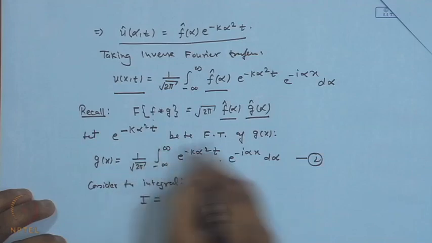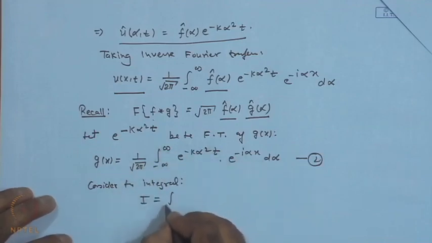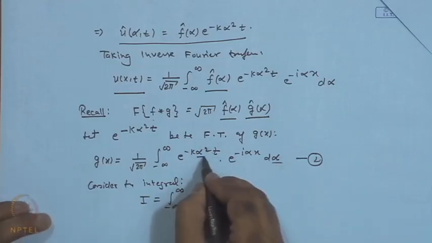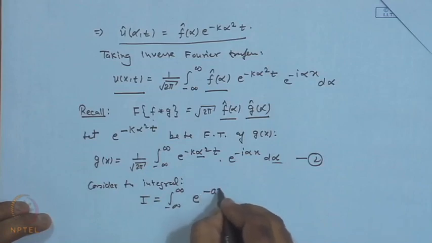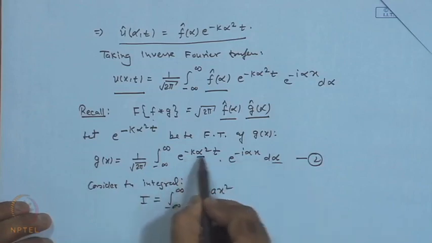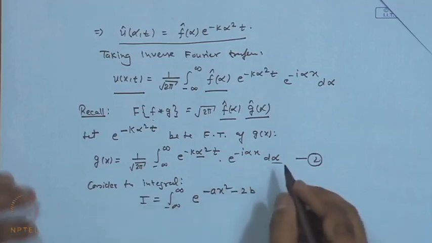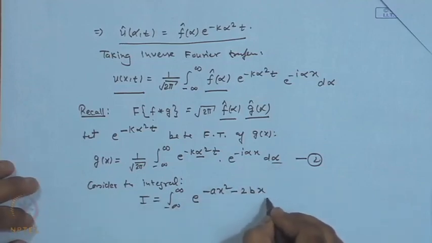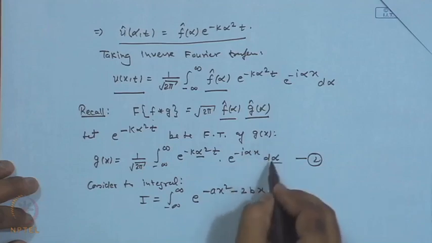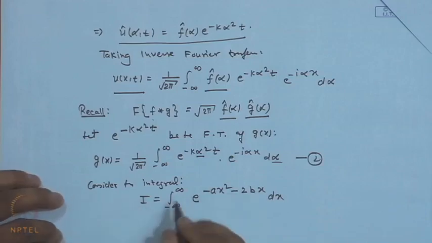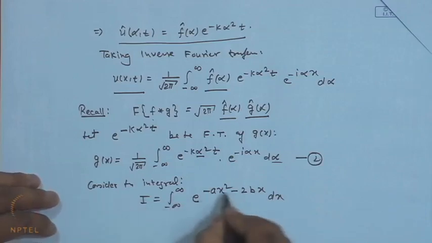I, and then we will come back to this integral again, from minus infinity to plus infinity of e to the power minus a x^2 minus 2 b x, dx. Here we take some constant times the square, this constant will be k t in our case, and just for simplicity we take 2 b x. So, what we do now, we try to put this in the whole square form.